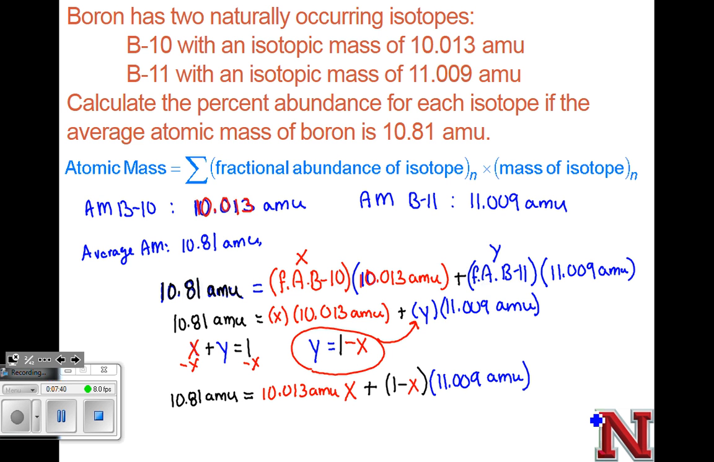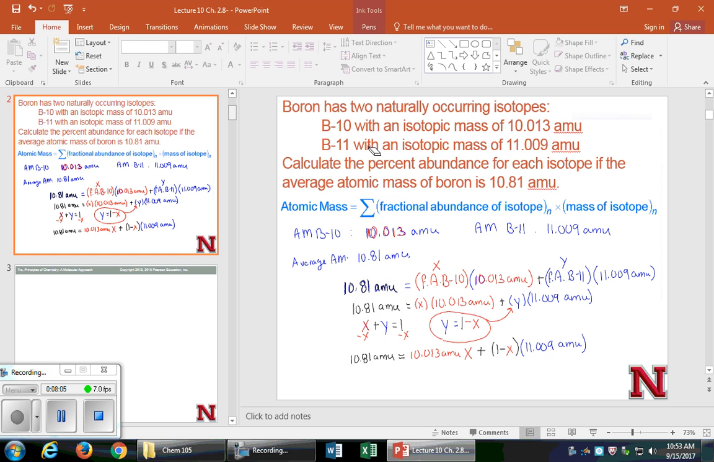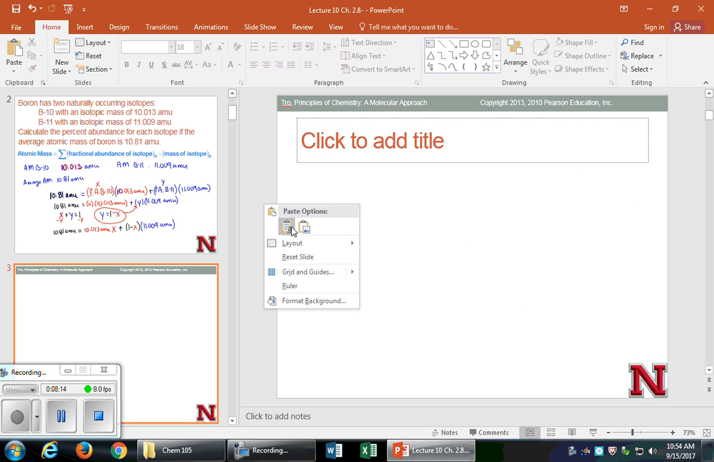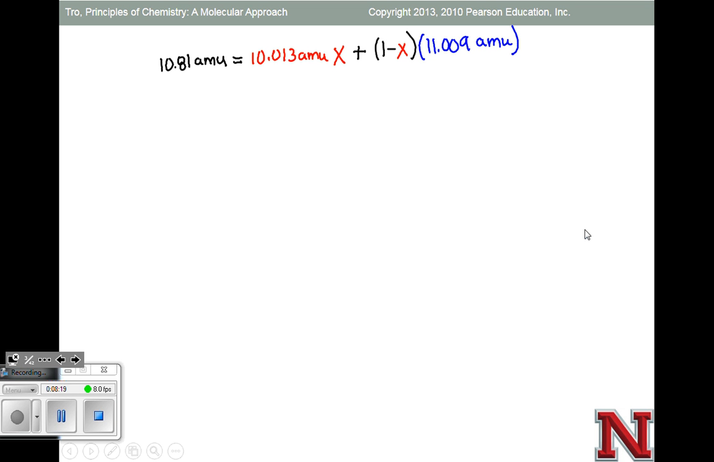So now I only have x in my equation, and this is going to be a lot easier to solve for. So I will first simplify this by multiplying my 11.009 times my 1 minus x. And I am going to move on to my next page. Okay, I was going low there.